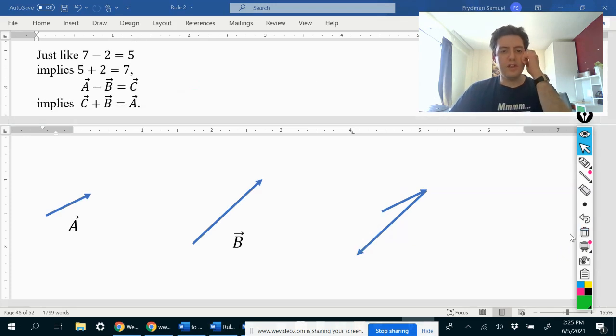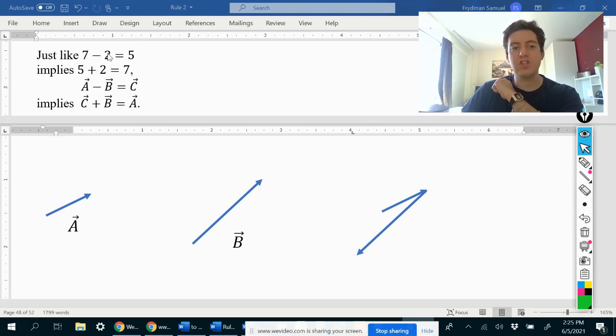Okay, just another little analogy with regular numbers. Just like 7 minus 2 equals 5 implies that 5 plus 2 is equal to 7. So maybe you remember from elementary school when you did addition and subtraction families. And your teacher said, okay, if you know that 7 minus 2 is equal to 5, then write an addition sentence using those numbers. And then you would rearrange them and say, okay, so if I know that 7 minus 2 is 5, then that means that 5 plus 2 should be equal to 7.